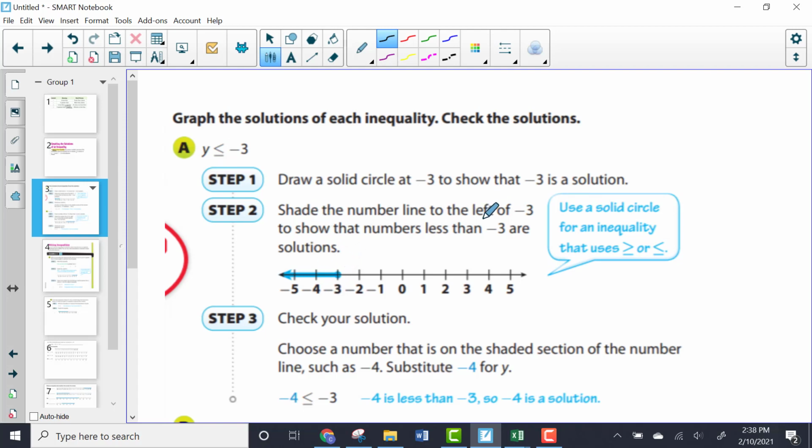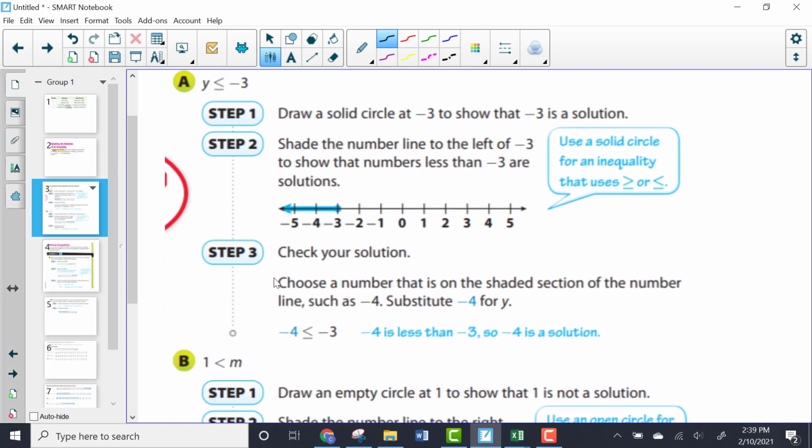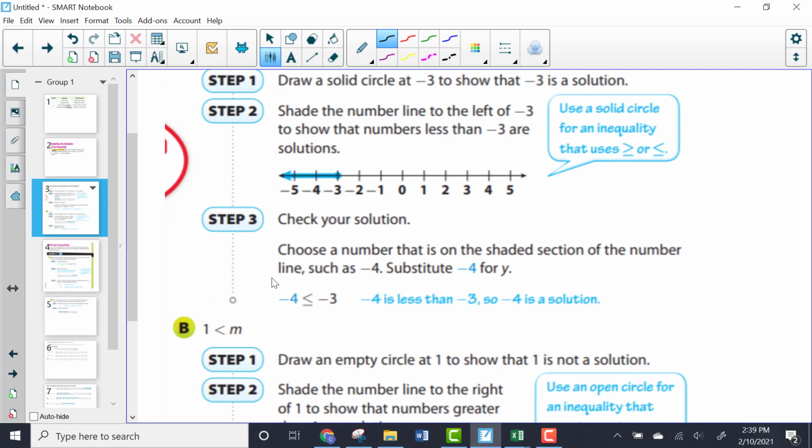And then what we do is we shade the number line to the left of -3 to show that the numbers less than -3 are also solutions. So y being less than or equal to -3, -3 could be a solution because it's equal to -3, and all the rest of the numbers to the left on the number line would be solutions as well, because they're also less than -3. Now, if we're trying to figure out a solution, we want to choose a number that is on the shaded section of the number line, such as -4 or -5.